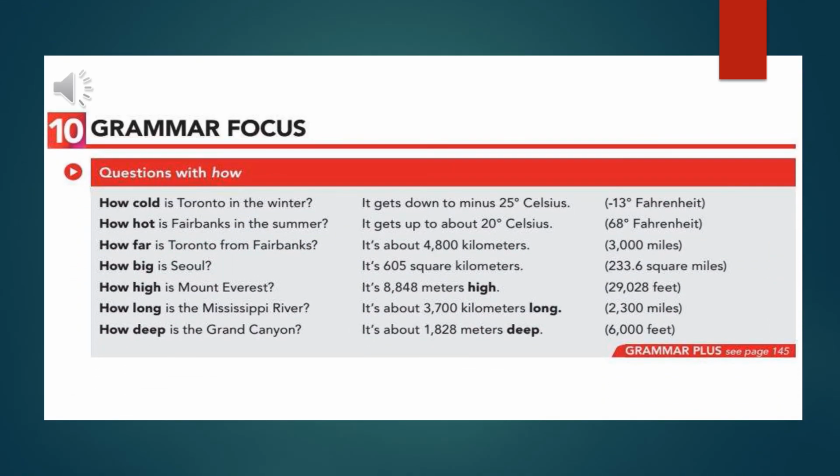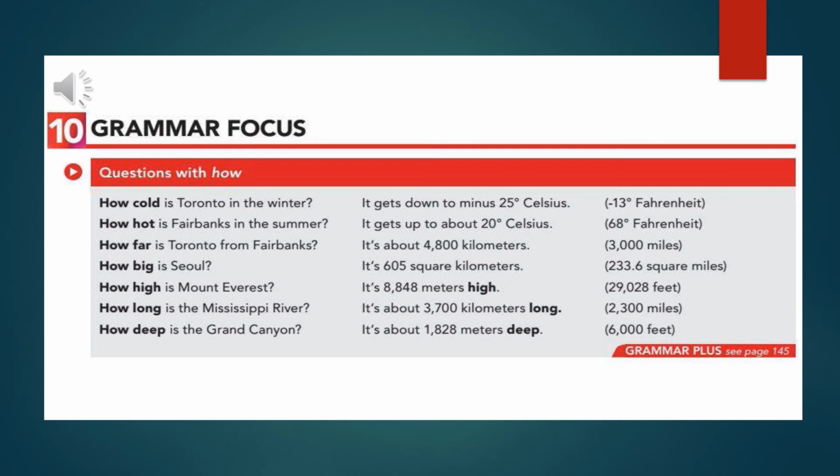Page 96. Exercise 10. Grammar focus. Questions with how. How cold is Toronto in the winter? It gets down to -25 degrees Celsius, -13 degrees Fahrenheit. How hot is Fairbanks in the summer? It gets up to about 20 degrees Celsius, 68 degrees Fahrenheit. How far is Toronto from Fairbanks? It's about 4,800 kilometers, 3,000 miles.